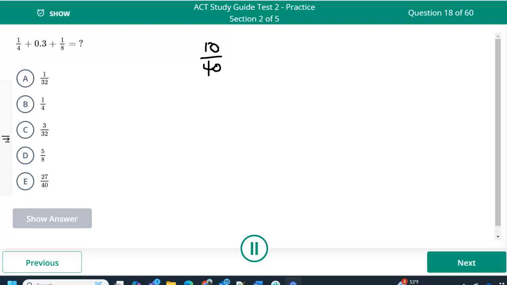plus 3 over 10 would be 12 over 40. And 1/8 would be 5 over 40. So the total there is 10 plus 12 plus 5, 22, 27 over 40. Actually, that's one of the answers, so we don't have to reduce anything. So E, 27 over 40 would be the answer.